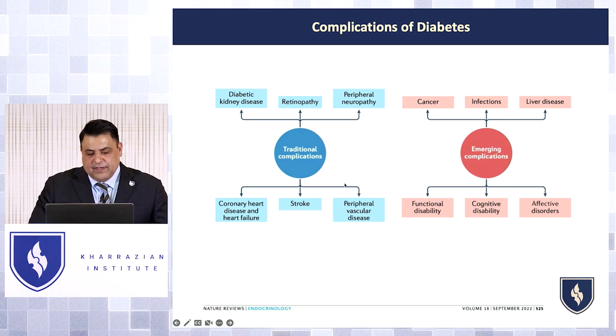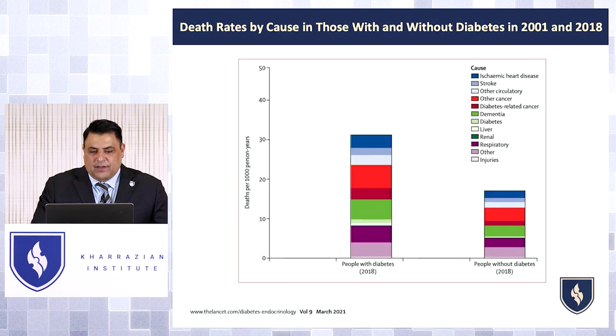It can damage the blood vessels. But now they're realizing that once someone starts to have diabetes, their side effects are cancers, infections, liver disease, affective disorders, cognitive disabilities, and functional disabilities. These sound like the top 10 causes of death. These sound like the same exact diseases that are expressed by the hallmarks of aging. So when someone has diabetes, they're really letting you know that their hallmarks of aging are starting to express themselves.